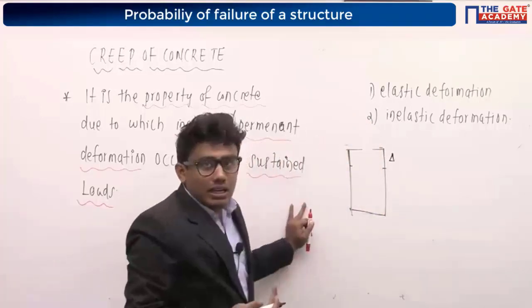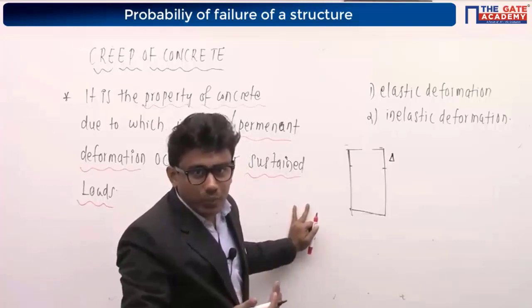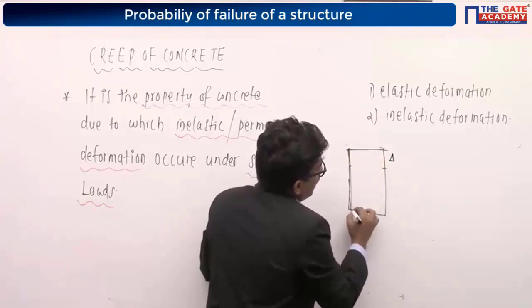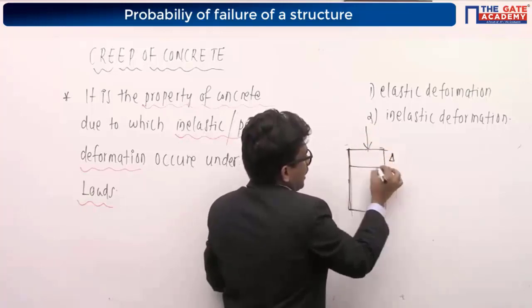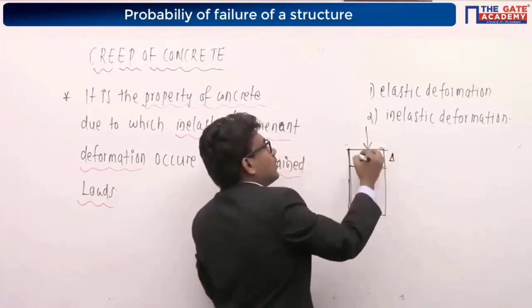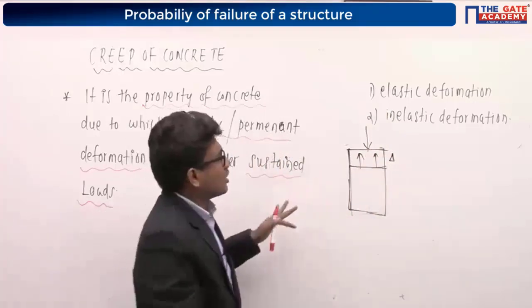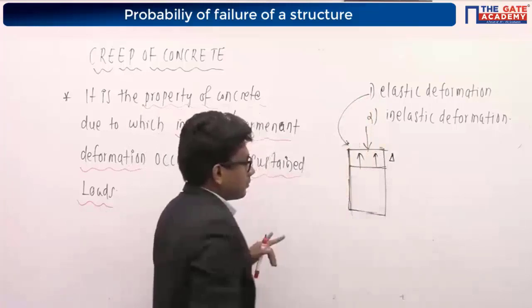We call it elastic deformation, because the deformation vanishes on the removal of the load. I applied the load, it came here, and on the removal of the load, it goes back to the original, initial position. It is called elastic deformation.